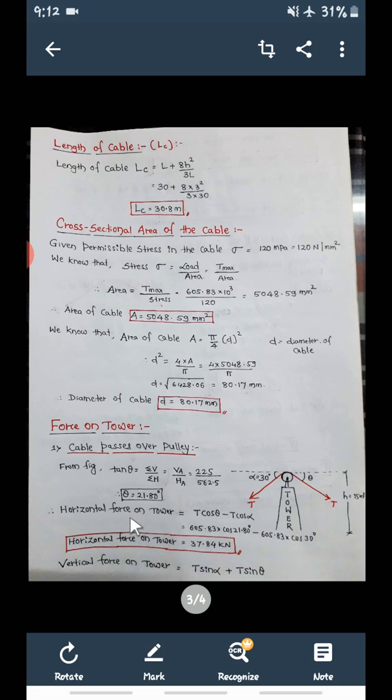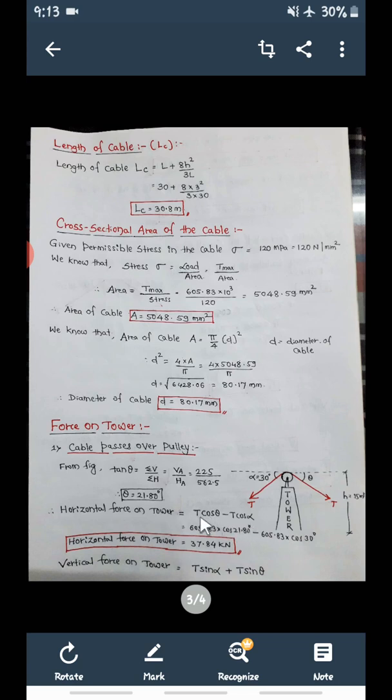First we'll find the horizontal force on the tower. Resolve each T horizontally and add the two to get the horizontal force on the tower. The horizontal component of one is T cos theta, and the horizontal component of the other, which moves in the opposite direction, is T cos alpha. So the horizontal force on tower is T cos theta minus T cos alpha.